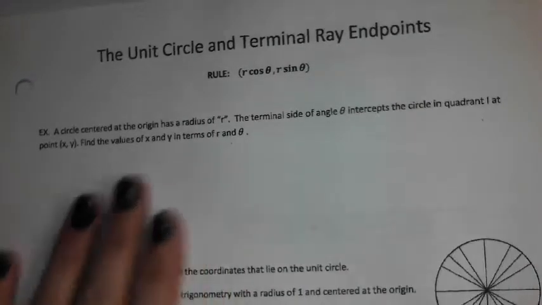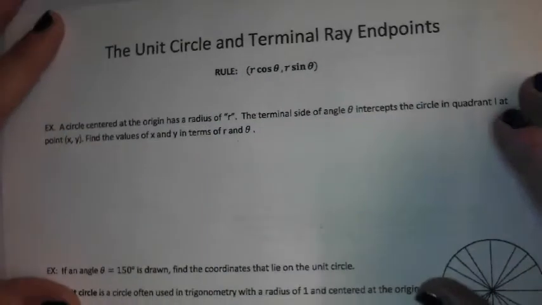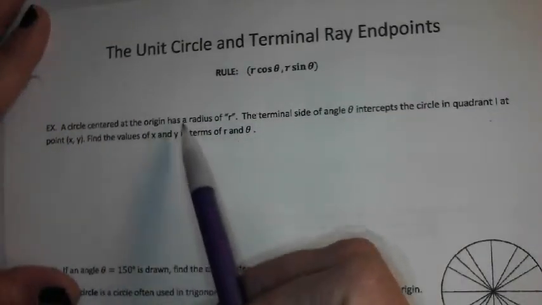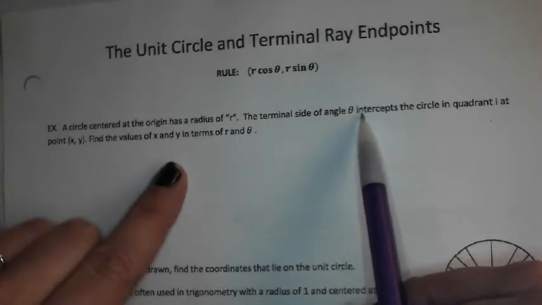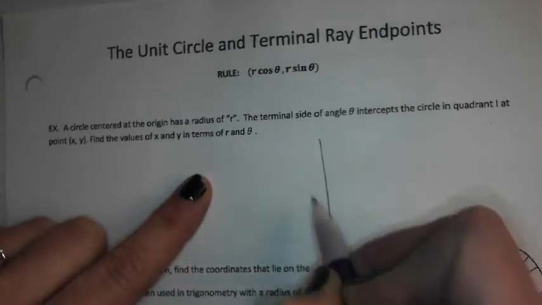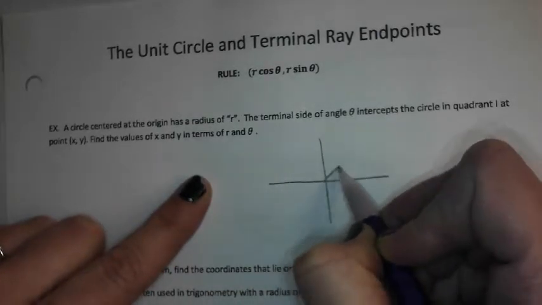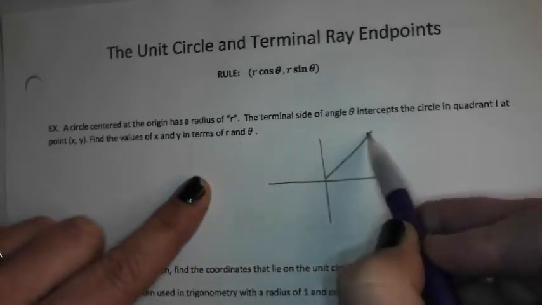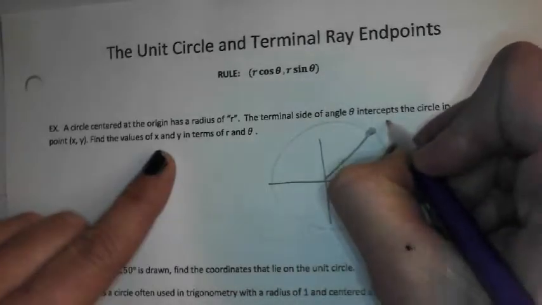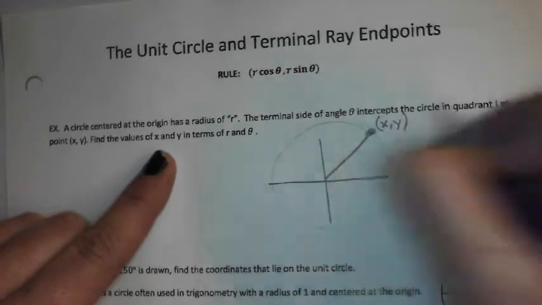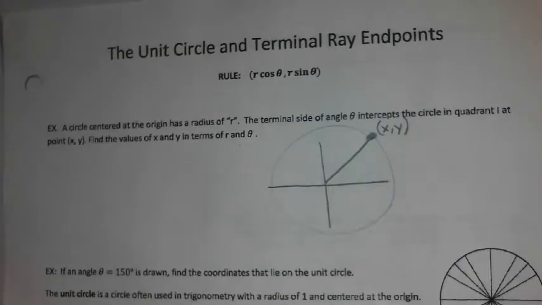So in our first exercise, we're going to put this to good use. A circle centered at the origin has a radius of r. The terminal side of angle theta intercepts the circle in quadrant 1. We'll draw that. And there's some circle at the point x, y is the point there. So when you're given a point, you are given a way to label the legs of your triangle.